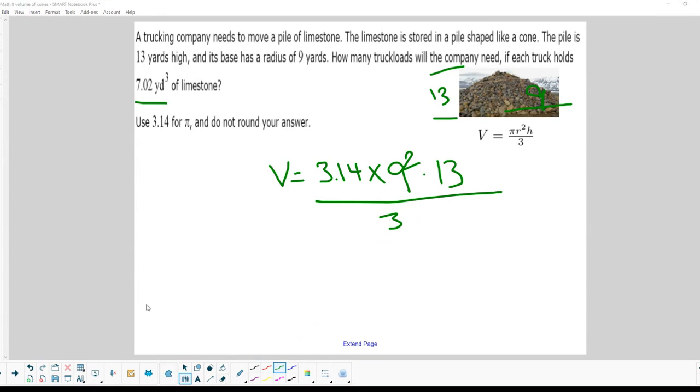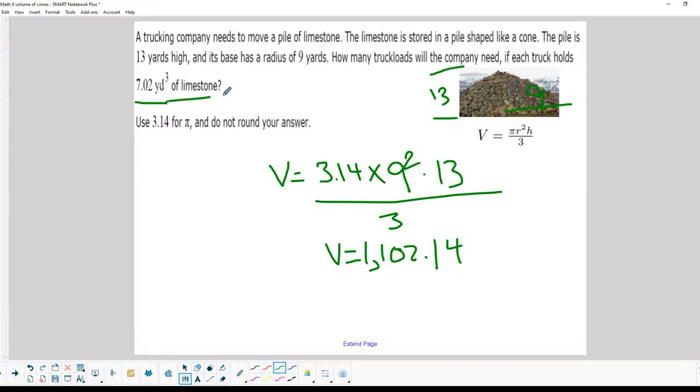So using our calculator, 3.14. Hopefully you're doing this on your calculator at home or calculator at school if you're watching this at school, times 9 squared times 13, which gives me 3,306.42, which when I divide by 3, I get 1,102, and the decimal on that is 0.14.